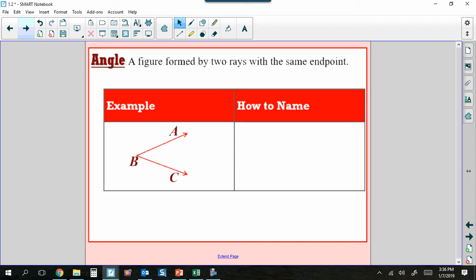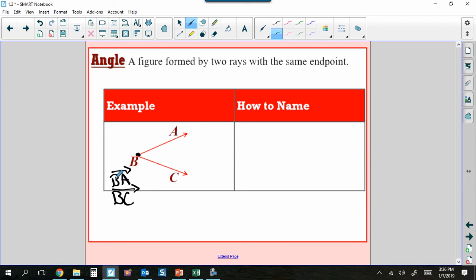with the same endpoint. So if you remember from 1.1, a ray is a term where you have one endpoint, in this case it's B, going infinitely in one direction. In this case it's A. So we have ray BA, but then we also have ray BC, which is pointing downward. Together you have two rays sharing the same endpoint, so therefore we are making an angle.